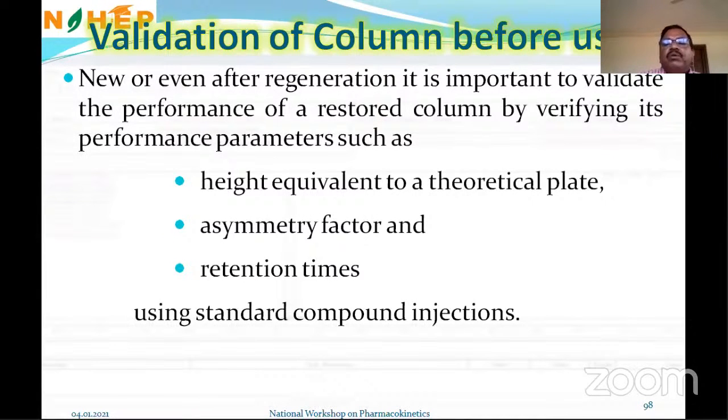Coming to the validation of the column before use, for a new column or even after regeneration, it is important to validate the performance of a restored column by verifying its performance parameters such as height equivalent to theoretical plate. There is a procedure for this. The column's entire length is divided into various plates. Depending on the plates, we have to estimate the peak height and area. There is an asymmetry factor and there are retention times. All these parameters should be evaluated using various standard compounds.